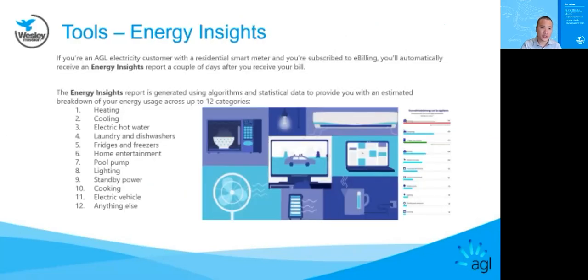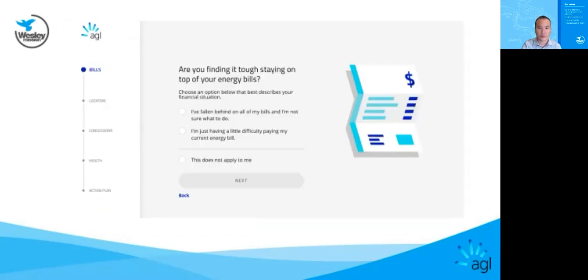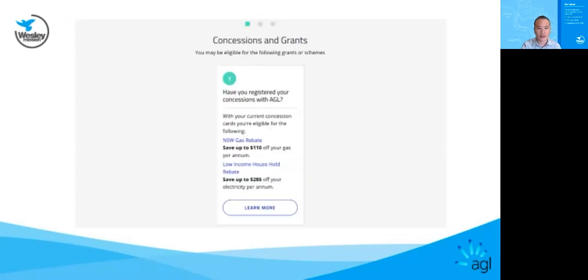And AGL offer energy insights to show you an estimated breakdown of your energy usage across 12 categories. And these are the 12 categories that we looked at before in terms of energy suckers in the home. And here to help. So there's elements here that talk about concessions and grants.